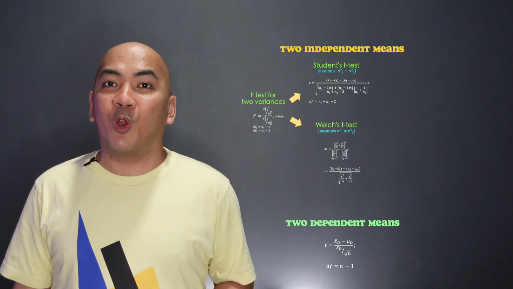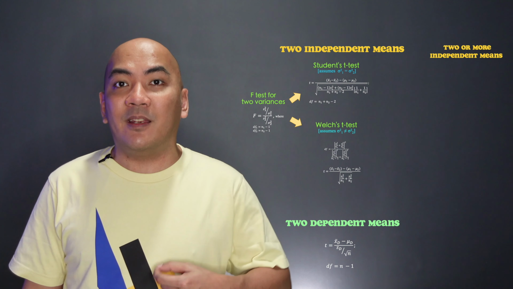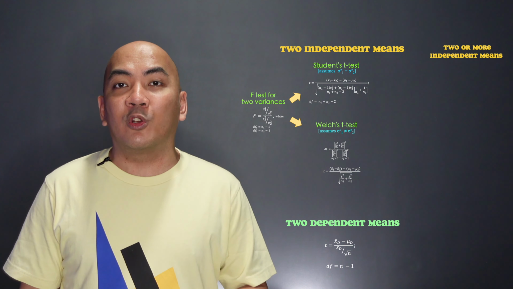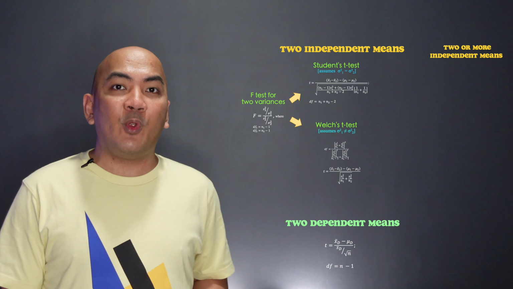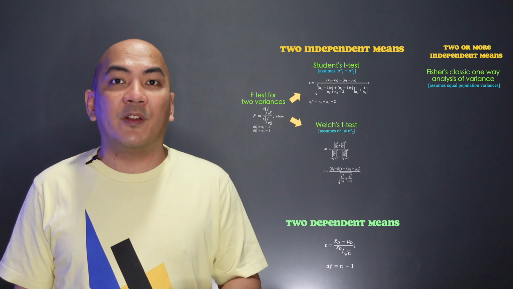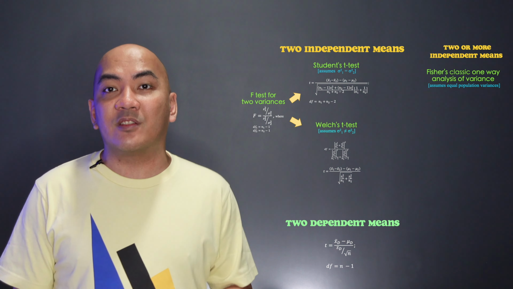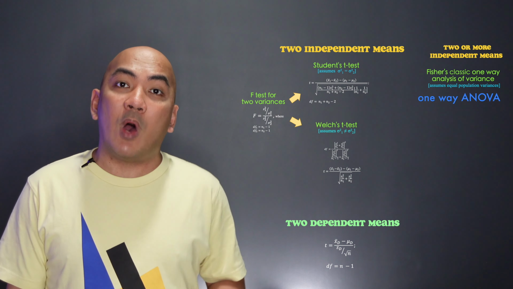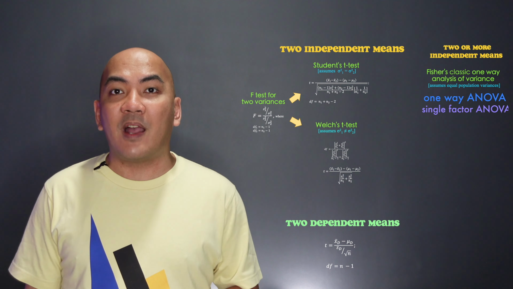Now, in working with two or more means in case of independent means, meaning there are two or more groups measured once, and if we assume that the population variances are equal, we're going to make use of the Fisher's classic one-way analysis of variance, or simply known as the one-way ANOVA, or the single-factor ANOVA.